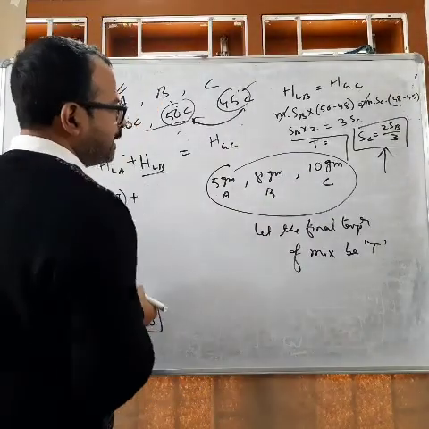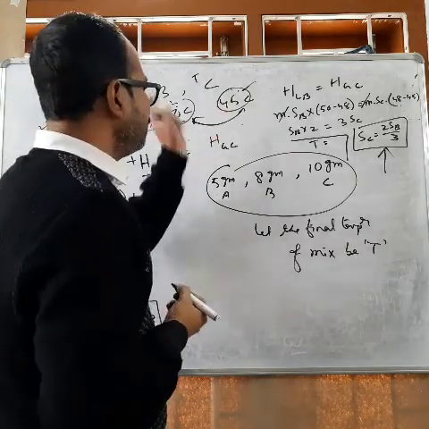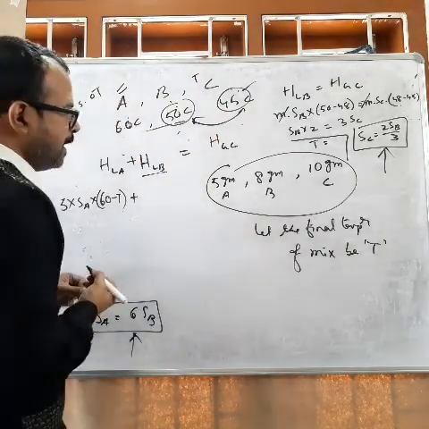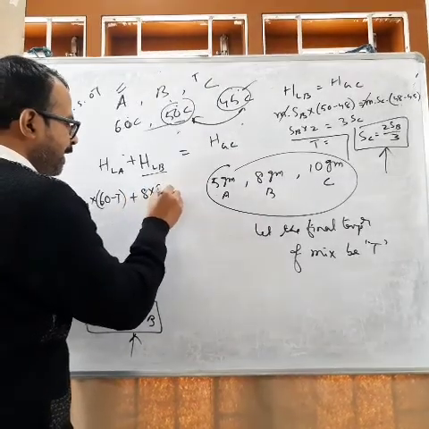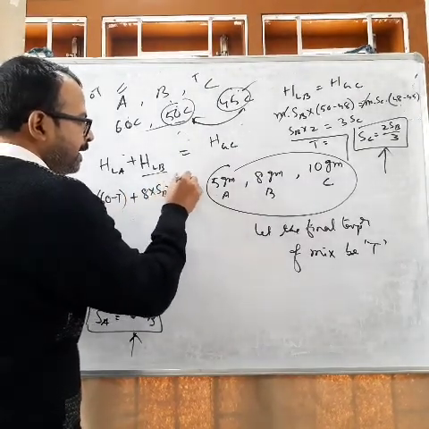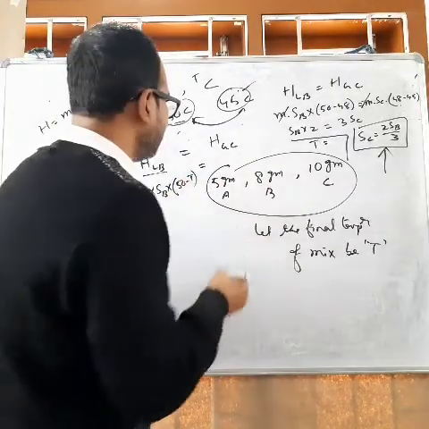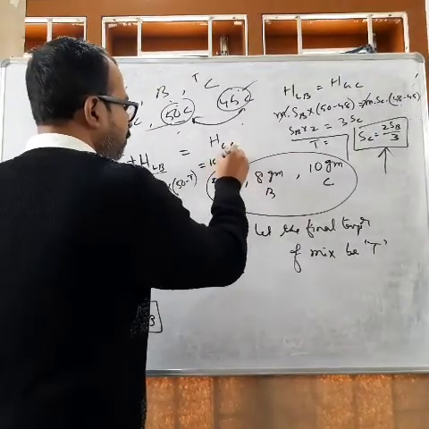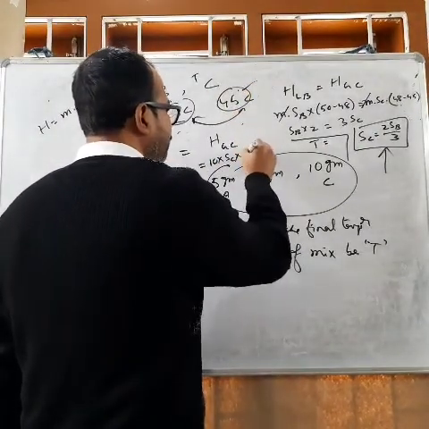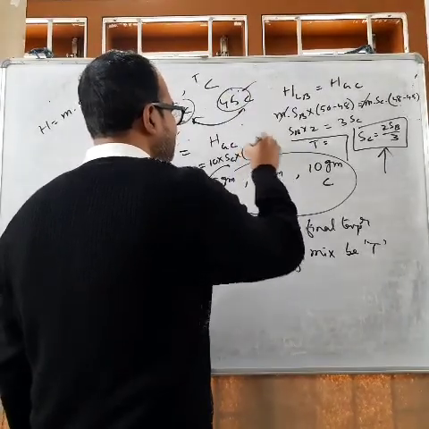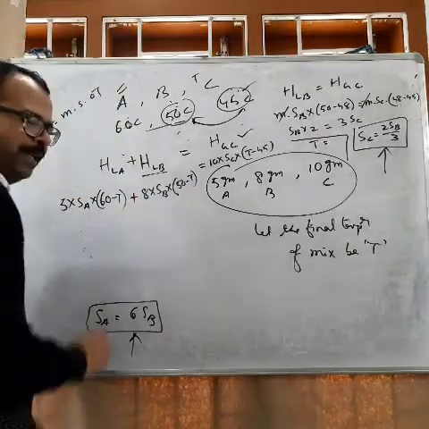Meaning we are assuming that temperature is less than 50, greater than 45. Heat loss by B, I am writing, is 8 into SB into (50 minus T). Heat gain by C, I am writing, C is 10 gram. So 10 into SC into, finally T, initially 45, so (T minus 45). As C is gaining, it is always final minus initial. They are losing, so initial minus final.